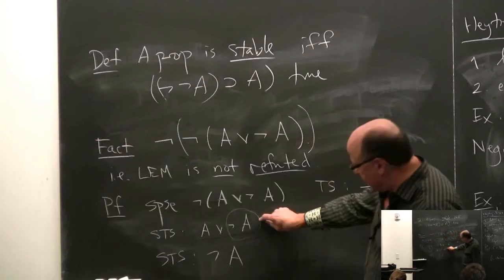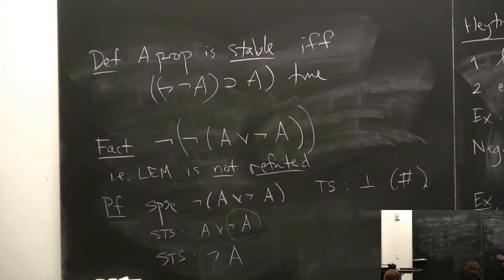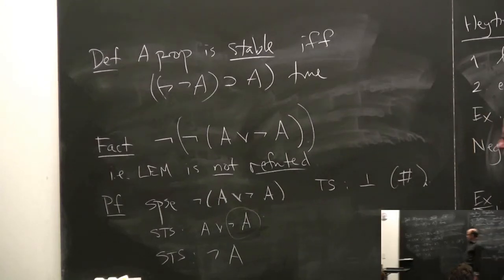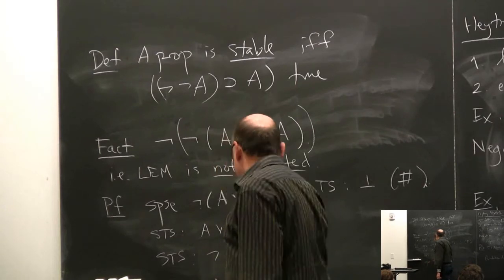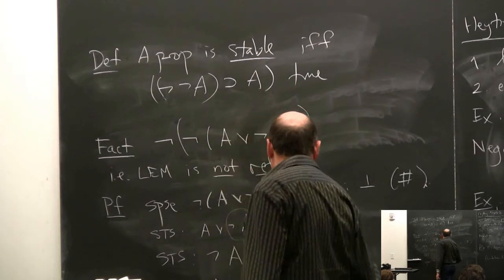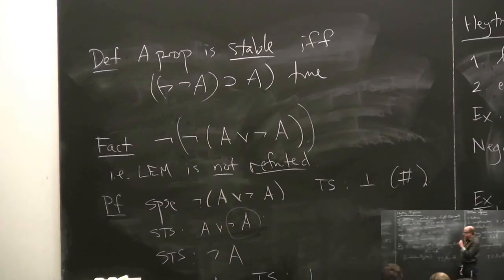Because if A fails, then A or not A, and if I have A or not A, and I have that assumption, then I have a contradiction. Okay, and how am I going to do that? Well, the only way to show a negation is you suppose A, and what do you show is falsehood, right? Contradiction. So that's what I need to do, right?